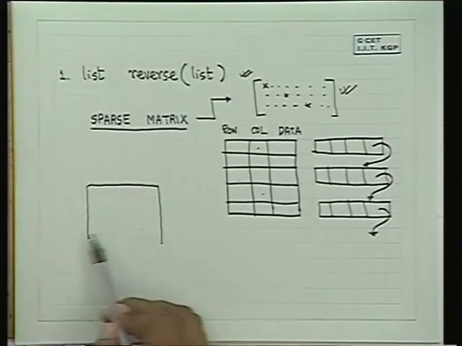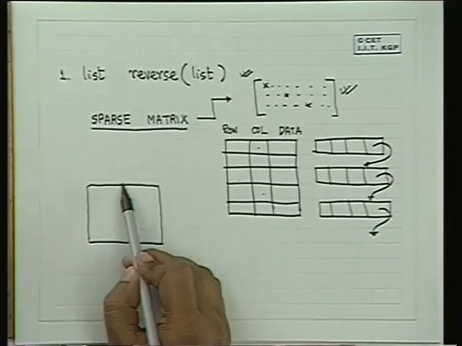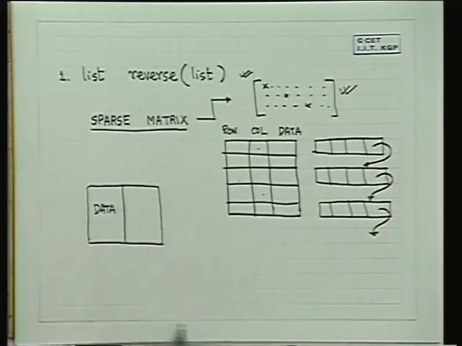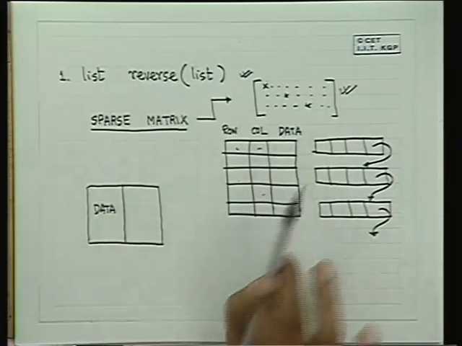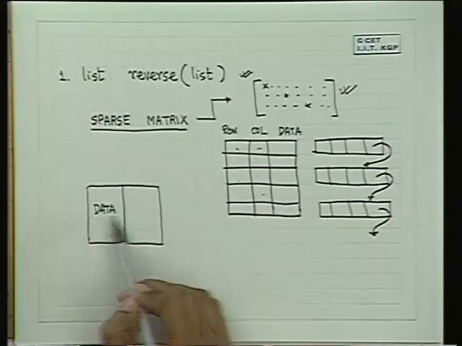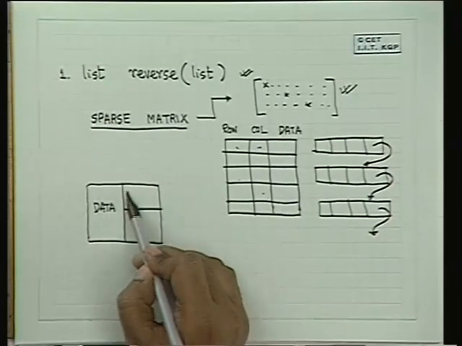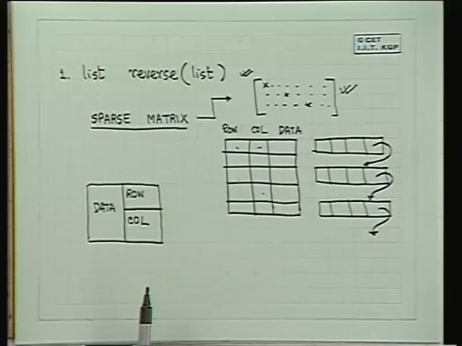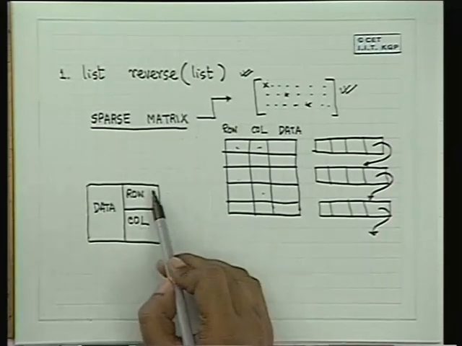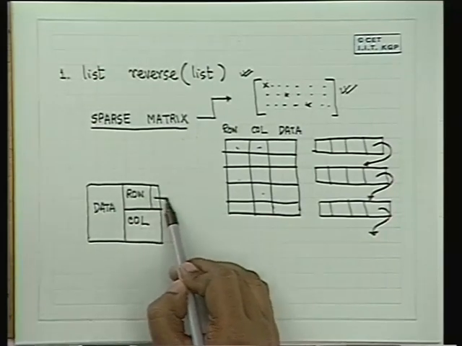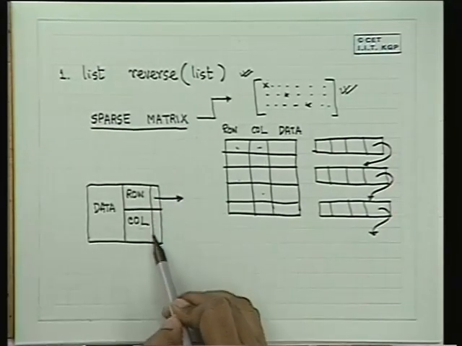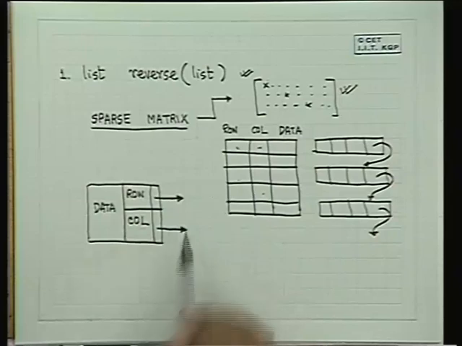Yes, you can say there is no problem. There is the data. Here is the data. And you can store the row number and column number, that is okay. So you will store row number, column number. Anything else? Two pointers. Two pointers can be stored, one to the next element in the row and another to the next element in the column.